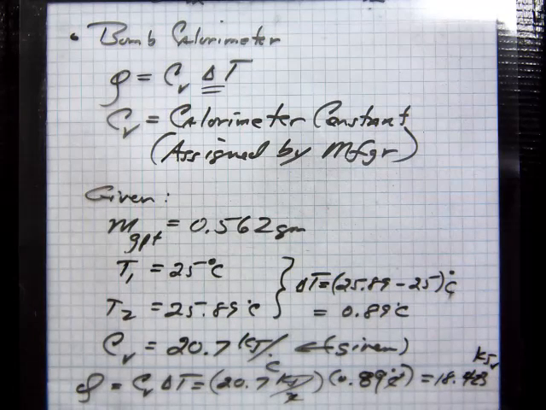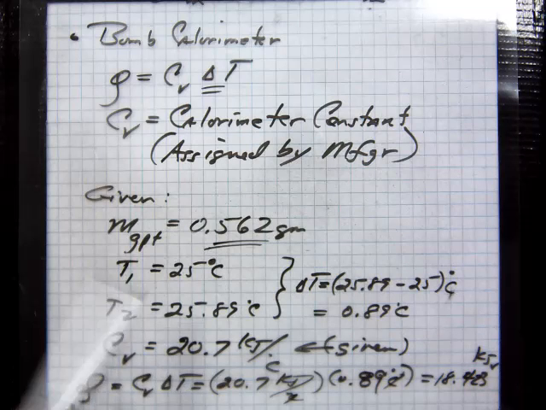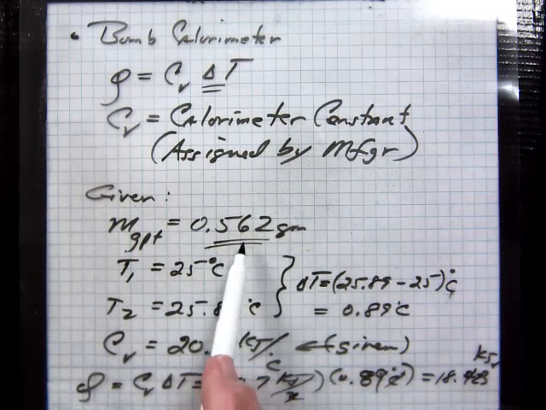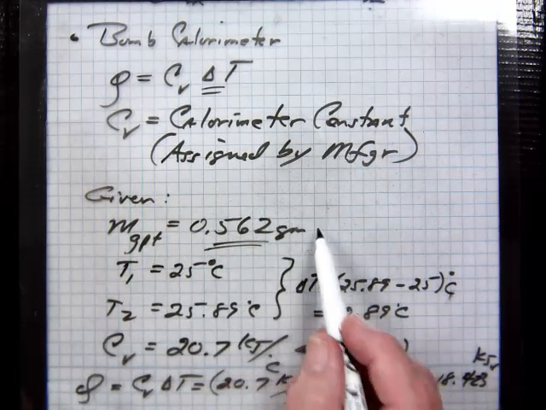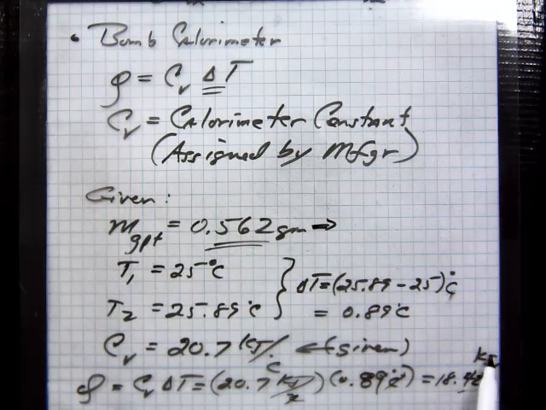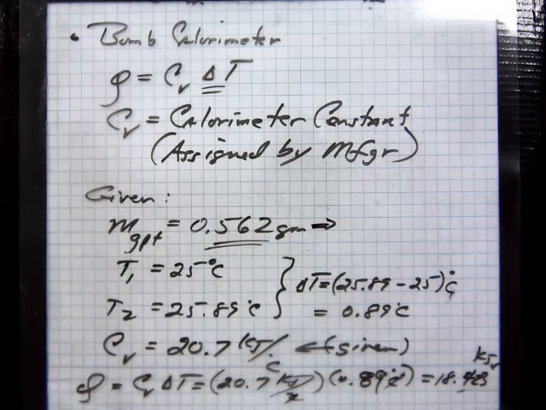Okay. Now, the trick here is that is for a very small amount, 0.562. If the question says what is the molar heat of reaction, that's for this small amount. You have to convert this to moles and then divide into that number to normalize it to wind up with kilojoules per mole. And that's on the exam.